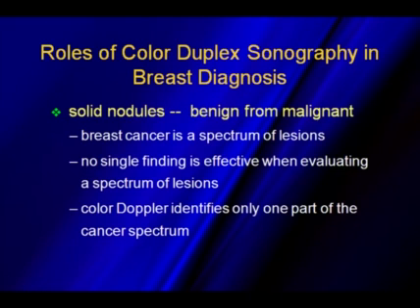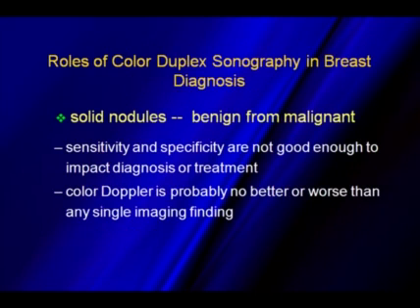Now, in looking at color Doppler with breast sonography, breast cancer is a spectrum of lesions, and we have found that no single finding is necessarily effective when we evaluate an entire spectrum of lesions. Color Doppler helps identify one part of the cancer spectrum. Our sensitivity and specificity are not good enough to necessarily impact the diagnosis or treatment, but color Doppler is probably no better or worse than any other single imaging, and it is something we use all the time in our breast sonography. We don't charge extra. It's just one more tool I have to help make the diagnosis of whether the lesion needs to be recommended for biopsy or not.